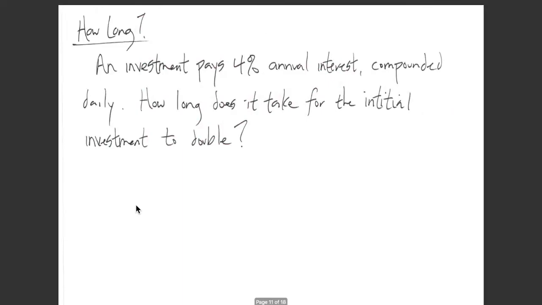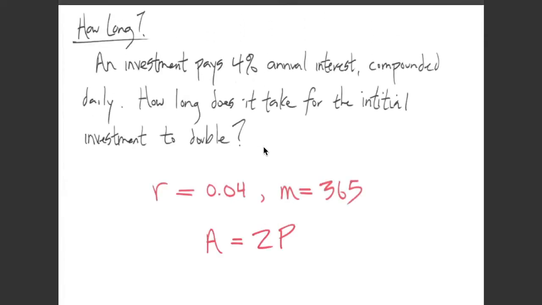Here's another problem, kind of another "how long" problem. Suppose you have an investment that pays 4% annual interest, compounded daily in this case. How long does it take for an initial investment to double? So let's collect what we know.